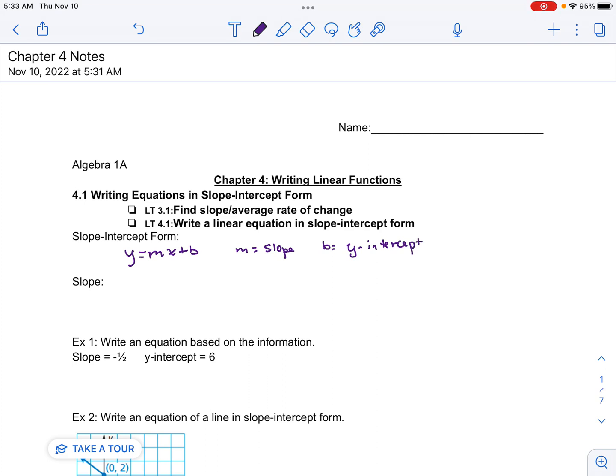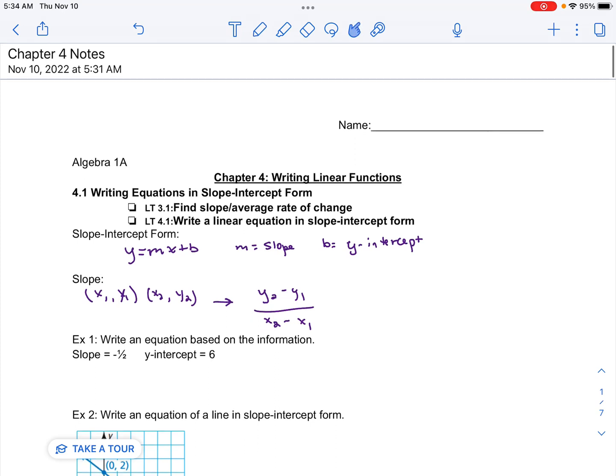Slope, remember, if I have 2 points, (x1, y1) and (x2, y2), the slope formula is y2 minus y1 divided by x2 minus x1. That's our slope formula. We're going to be using that information today, but again, that first part there should be review.